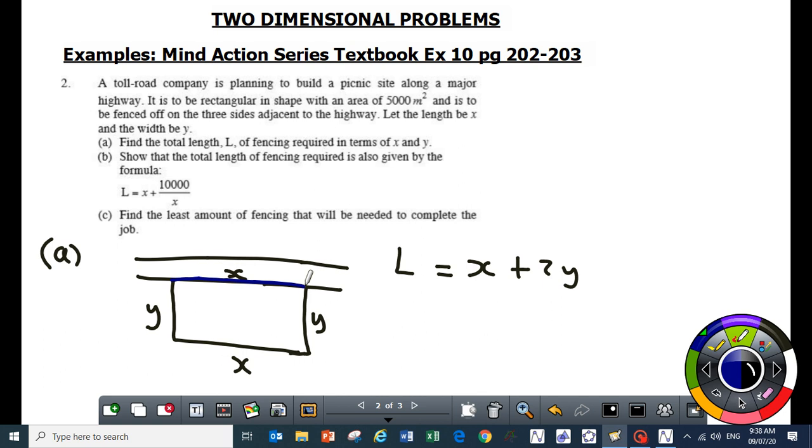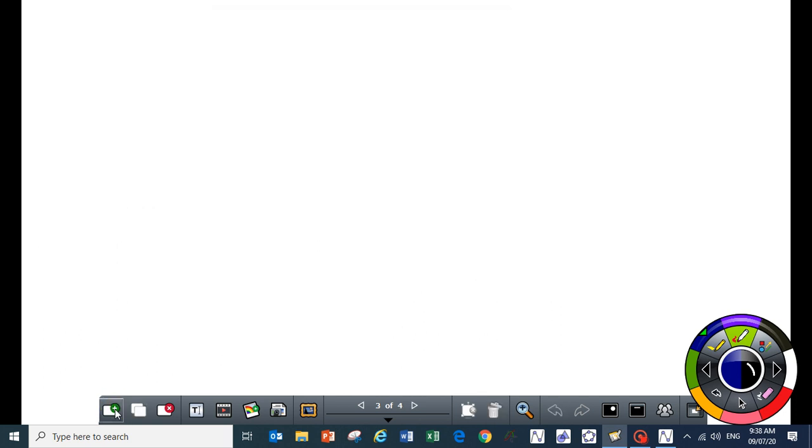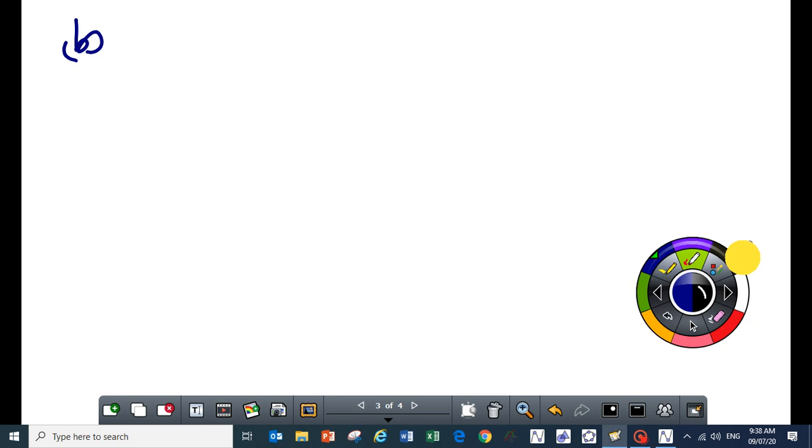So B says, show that the total length of the fencing required is also given by that formula there. So let's go to the next page quickly. Right? So we are doing what? B. Okay. We are doing B now.